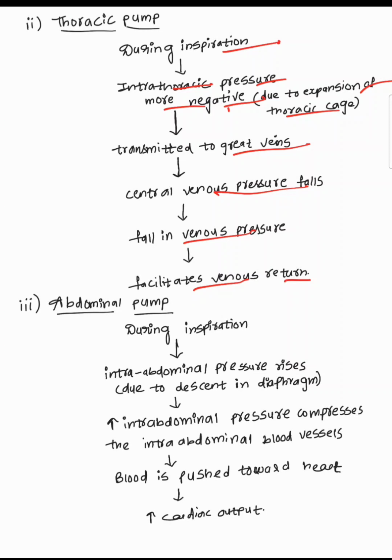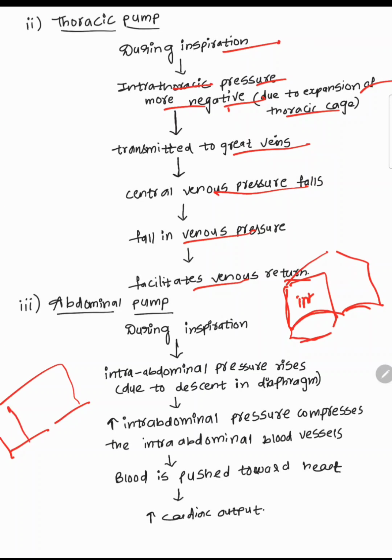Next, the abdominal pump. During inspiration, what happens? Intra-abdominal pressure rises. Why does intra-abdominal pressure rise? During inspiration, the diaphragm descends, like this. When the diaphragm is flat, we have more space. Now see, if it is flat, it will have this much space. When it descends, there will be a decrease in space. So the pressure in this space rises.